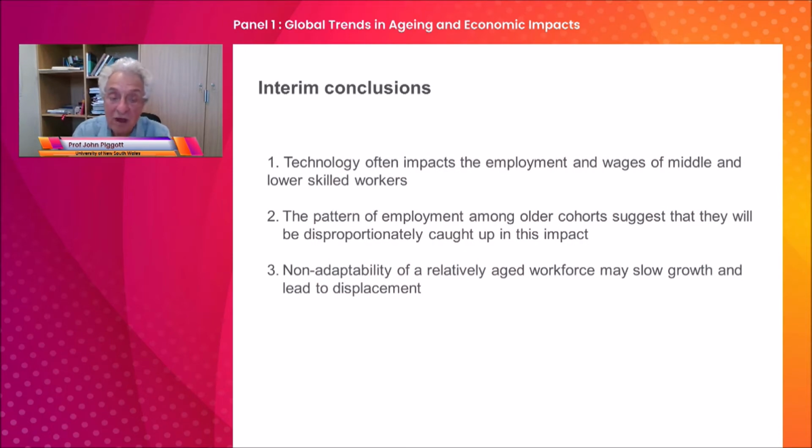So what do we say about this in terms of interim conclusions? Well, technology often impacts employment and wages, particularly of middle and lower skilled workers. And the pattern of employment amongst older cohorts suggests they're going to be more than proportionately caught up in this impact. So they're going to be kind of front and center. And their non-adaptability may slow growth, and it may lead to displacement. But what hasn't been tested, I think, is whether they would be open to retraining. And so I think it's an important question for the future.